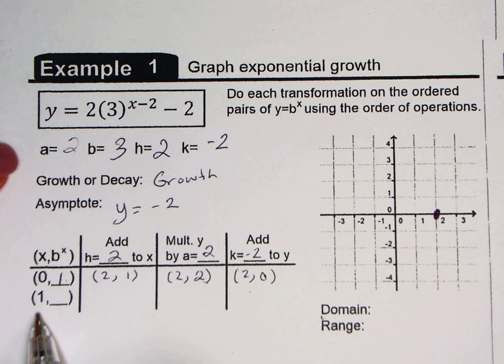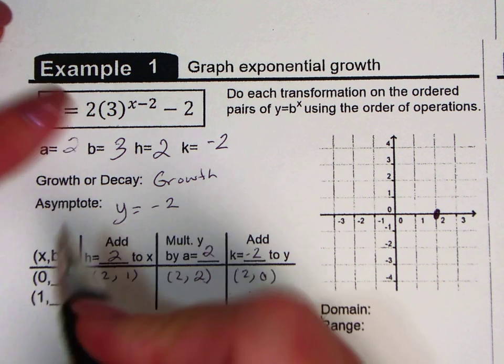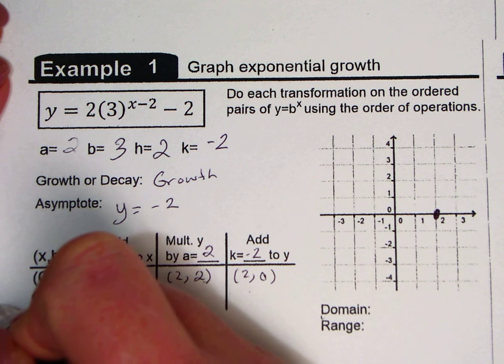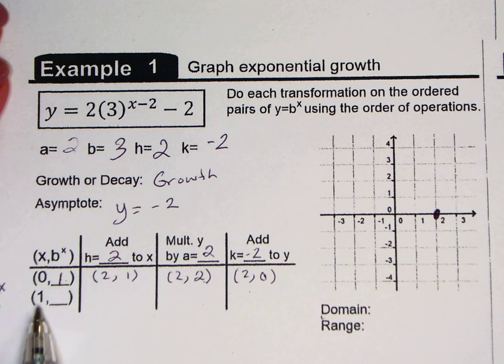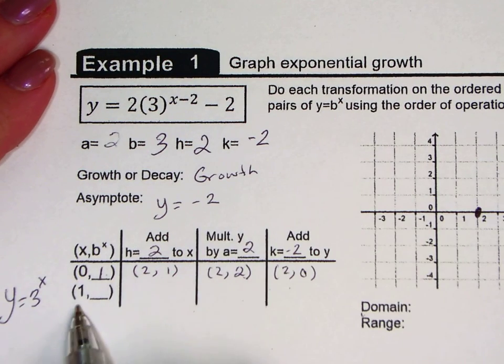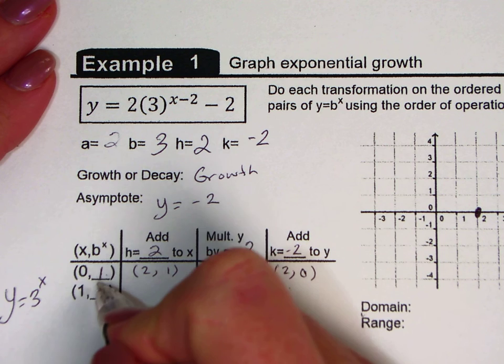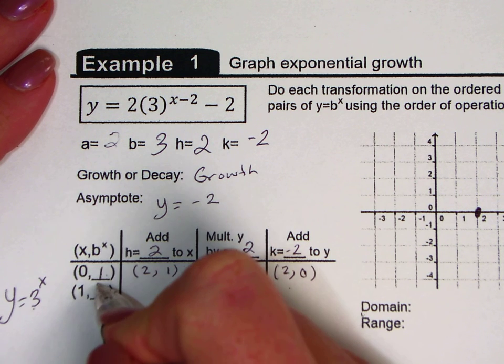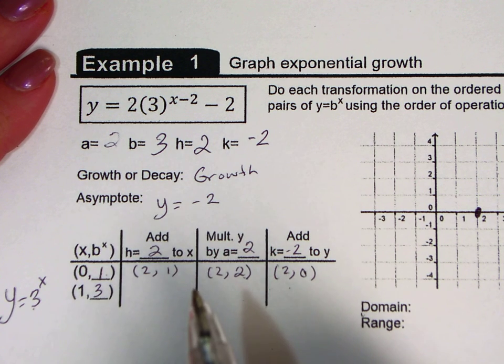So then the next one. If I have the base 3, remember I have y equals 3 to the x. So the base is 3. Oops, I'm sorry, I didn't realize you couldn't see that. So then when you substitute 1 in, you get 3 to the first power, which is 3.